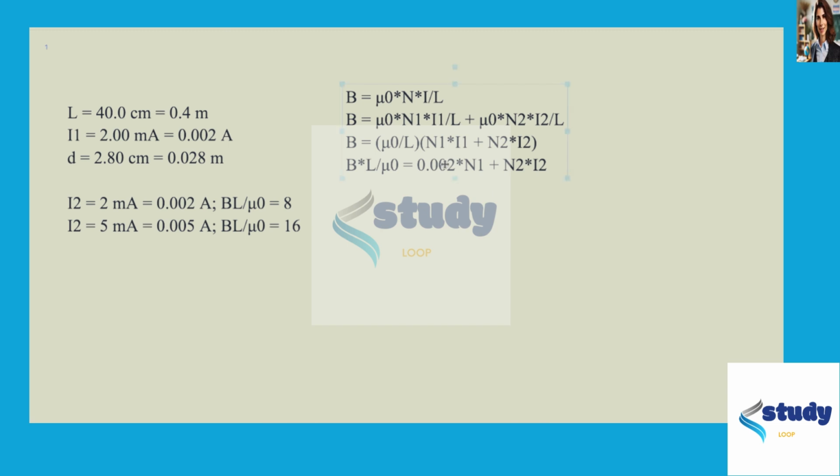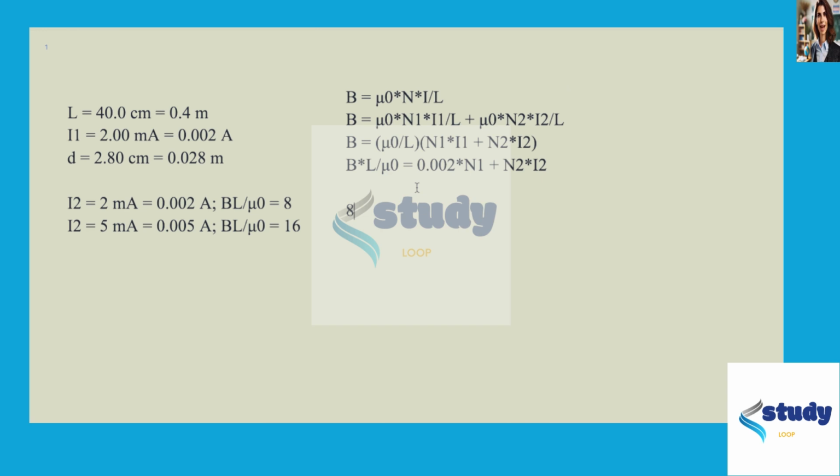So now what we want to do, we know that we're going to need 2 points because we have 2 unknown values here. We don't know n1 and we don't know n2. So that tells us that we're going to need 2 points. And now let's set up an equation using both of these points that we have.